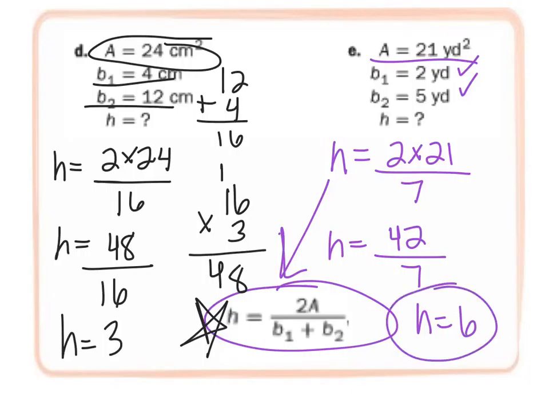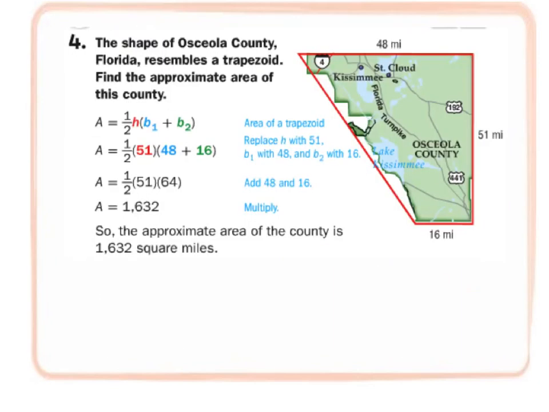Okay, so just know what type of problem you're doing. If you're finding the area, you need to use the formula at the beginning, the half times height times B1 plus B2. But if you don't have the height and you need to find that missing one, you need to use this formula. So it's important to know which formula to use.